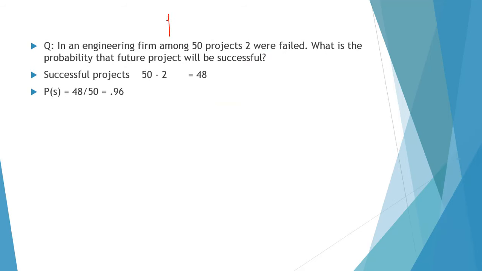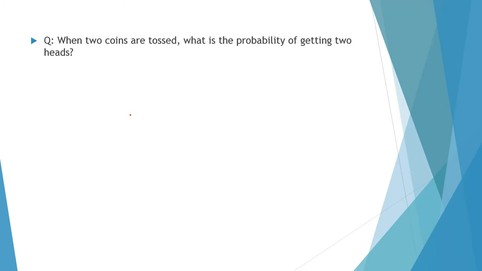In some questions, we calculate the probabilities based on past information about an event. This is a different kind of probability. There is a question. In an engineering firm, among 50 projects, 2 were failed. What is the probability that future project will be successful? Successful projects are 48. Because we are interested in successful projects, so probability of success is 48 over 50, 0.96.